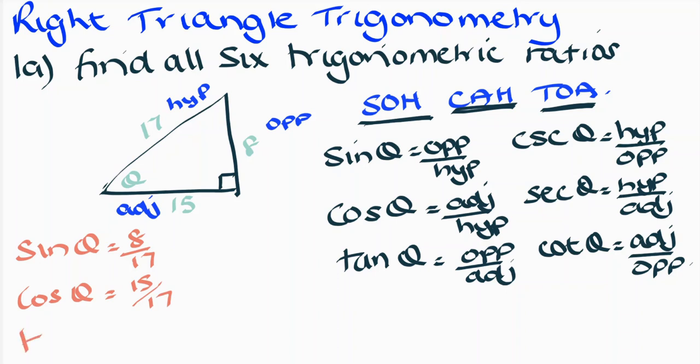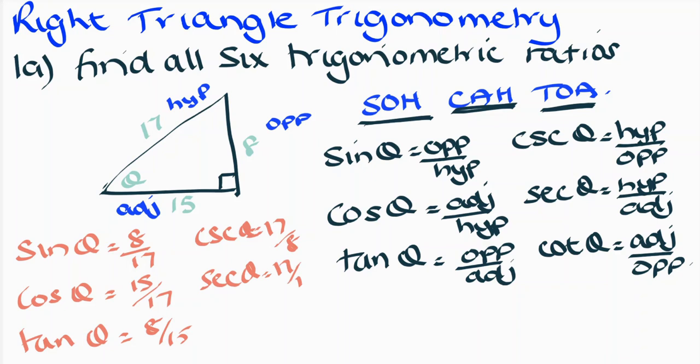So tangent of theta is going to be opposite, which is 8 over 15. For our reciprocal functions, we've got cosecant, so we just flip. So we'll have 17 over 8. And then our secant of theta is going to be 17 over 15. And our cotangent of theta will be 15 divided by 8.